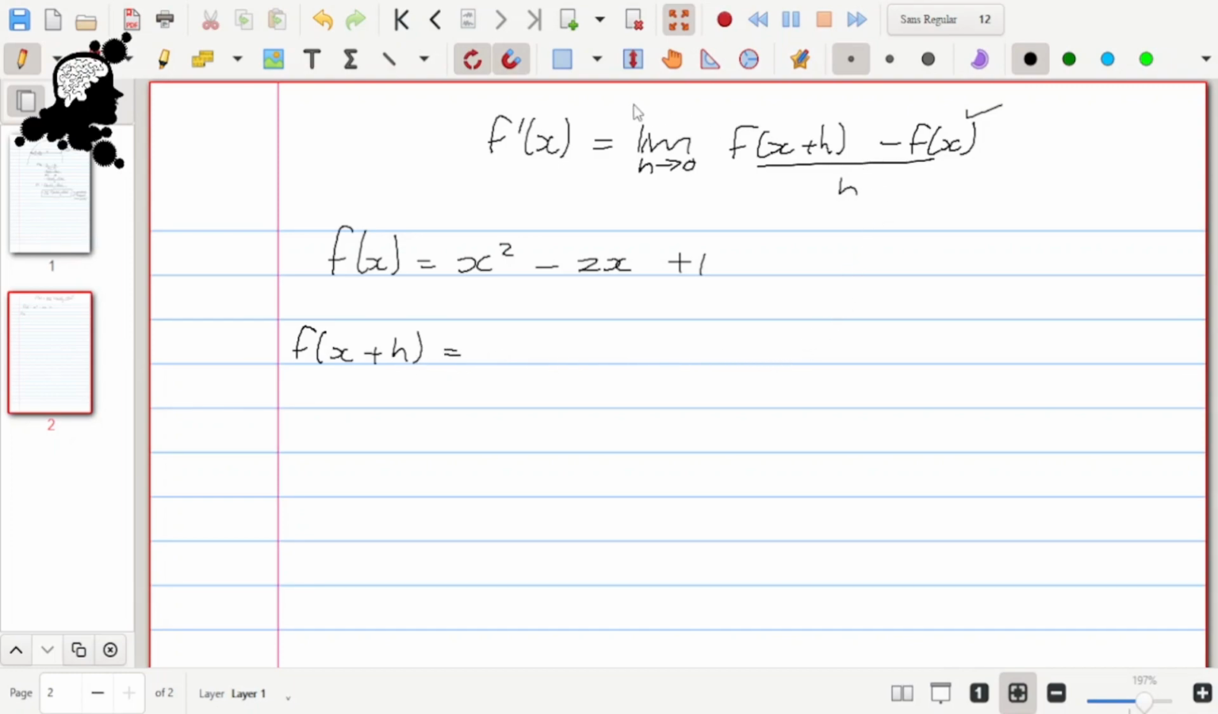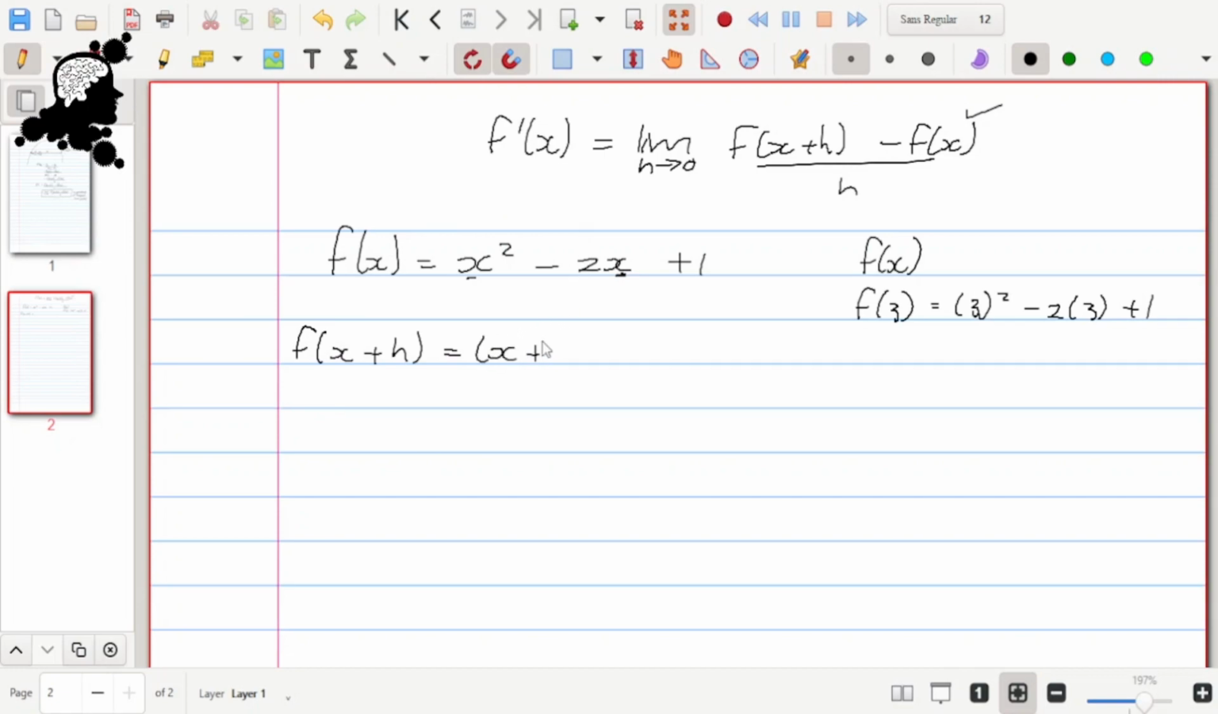We said that the notation f of x basically helps us to say we are defining a function of x. If I have f of 3, for instance, it means in our equation, where we see x, we just have to substitute it with 3 to get our answer. Now that's exactly the same thing we're going to do here. Where we see x in our equation, we're going to substitute x plus h. So let's look at this.